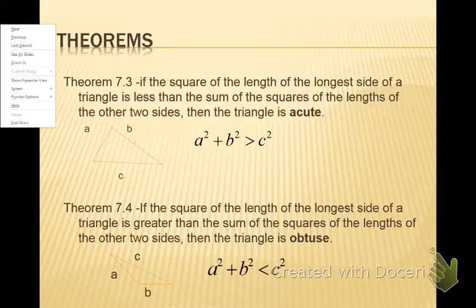Okay, so does it make sense? So just think about these two rules. If A and B are longer, that's going to make that angle across from C small, acute. If C is really long, the angle across from it is going to be big. It's going to be obtuse. Let's see an application of this.